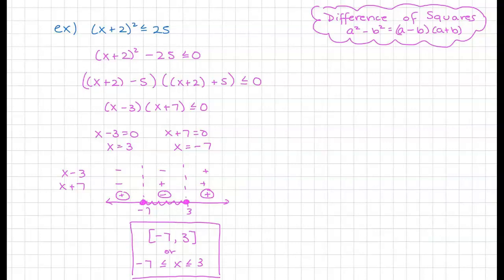And then don't forget, once you've made one side equal to 0, look at what the sign looks like. It's a less than, so we want to shade negative. All right, let's take a look at another one.